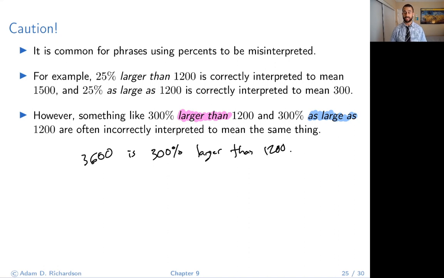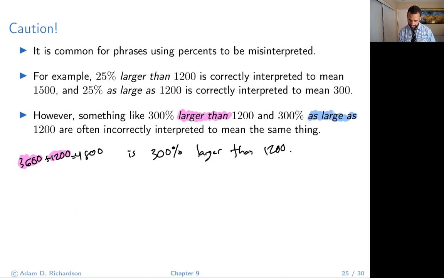300% as large as 1200 means you're going to take 1200 and multiply it by 300%. So what do you get? Oh wait, I'm sorry, I just totally messed this up. Back up. Larger than, not 3600, 4800. There you go. Almost did it myself, right? That's why you got to watch out for these things. Do you mean as large as, or larger than? Larger than means you have to add this 300% on top of what you already got. That's what it means to be 300% larger. Start with what you've got and then add 300% of that on top.